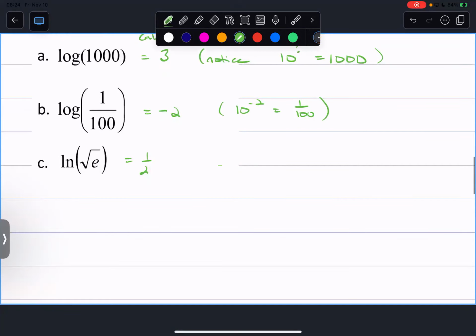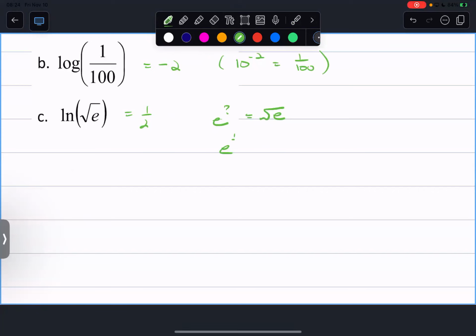Okay, I've got e to, okay, there's two ways that we could write this, but e to the power of something is the square root of e. E to the power of something is the square root of e. Well, e to the power of 1/2 is the square root of e, right? That's how we find square roots, is we take it to the power of 1/2 from our exponent laws, right? And so that's why it's 1/2, right?